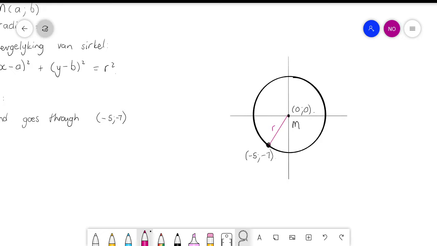Stem hulle saam dat as ek 'n lyntjie trek van die oorsprong na daai punt wat hulle vir my op die sirkelrand gee, dan gaan die lengte van daai lyn mos die radius van die sirkel wees? Want dit is van die middelpunt van die sirkel af na 'n punt op die sirkelrand. Goed? Okay.